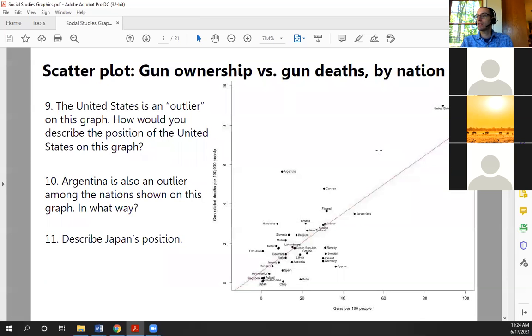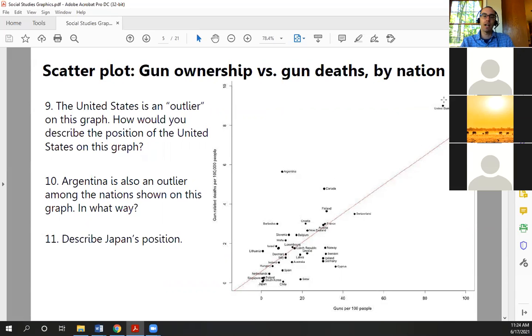Okay, here's another scatter plot. And this is a good one. It says number 9. Oh, so let's look. Gun ownership versus gun deaths by nation. So same thing, gun related deaths per 100,000 people, guns per 100 people across the bottom. Okay, similar as before. Number 9, the United States is an outlier on this graph. How would you describe the position of the United States on this graph? The print's pretty small, but this is the United States up here.